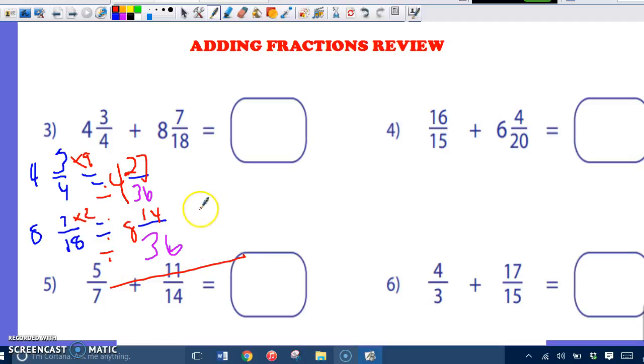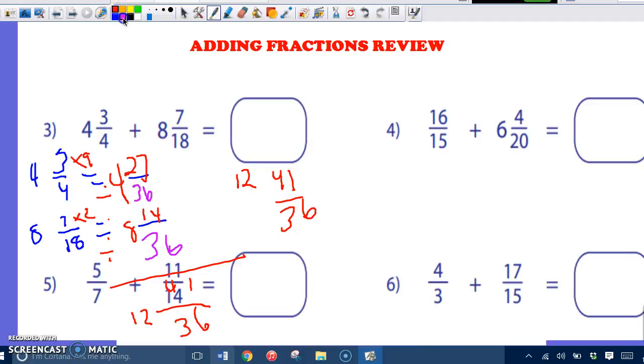All we have left to do is add. So I have my 27, okay, and my 14. So I have 41. The numerator is 41 over 36. Don't forget to add the whole numbers. That should be 12. And there we go. Let me rewrite that right here so you can see it. Right now we're at 12 and 41 over 36.